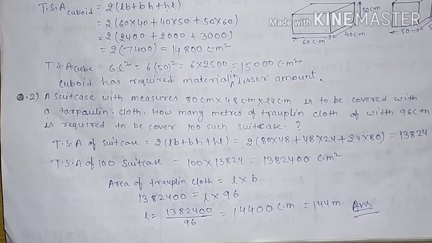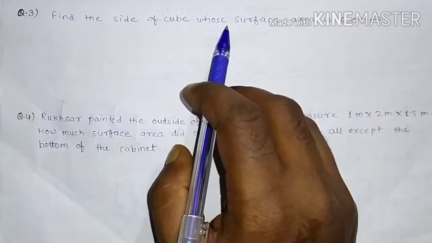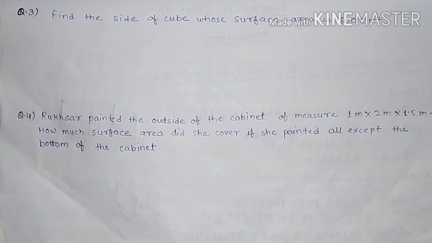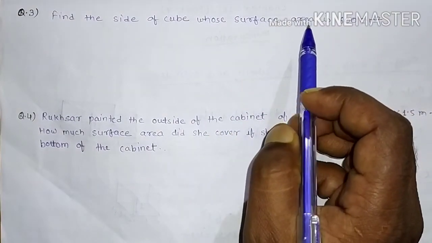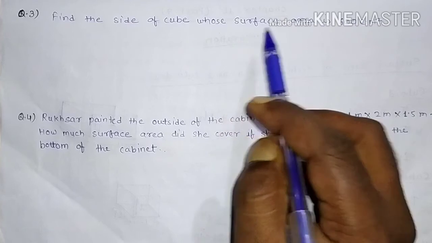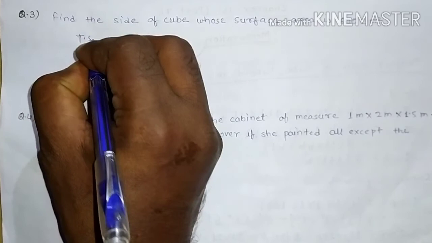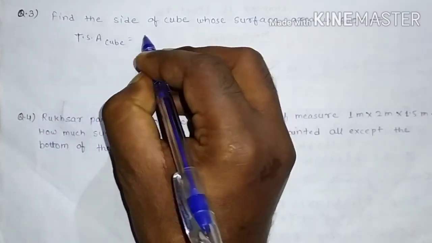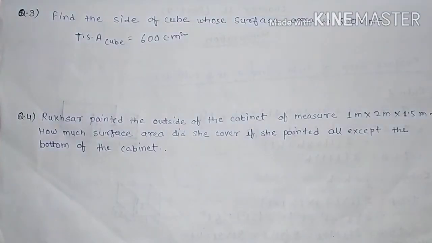So the next question, that is question number 3. Find the side of a cube whose surface area is 600 centimeters square. Now here the surface area is given 600 centimeters square. Surface area means total surface area. Okay, whenever surface area is given, that means total surface area is given. So total surface area of cube equals 600 centimeter square. It is given. Now we have to find the side of cube.